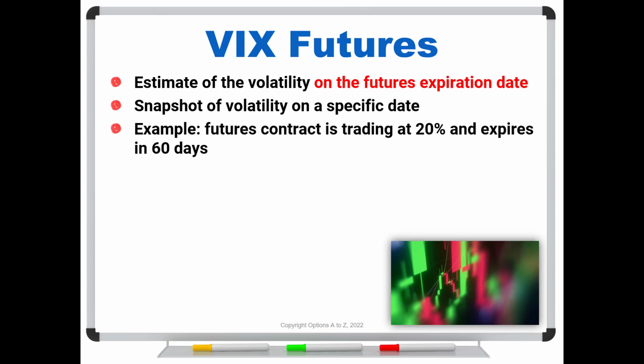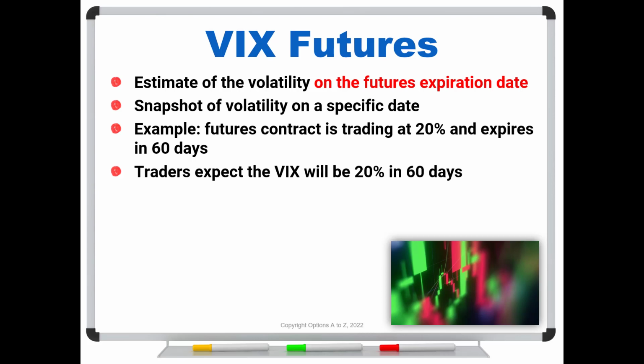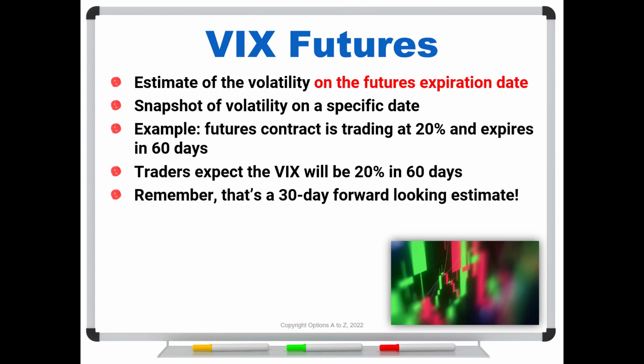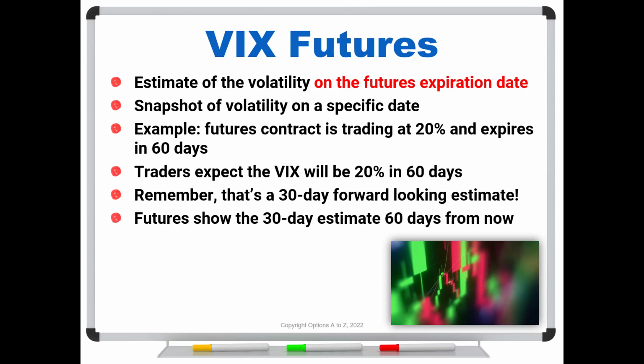So for example, let's say that a futures contract is trading at 20% and expires in 60 days. The way that you interpret this is that traders expect the VIX index will be 20% in 60 days. But remember that that's a 30-day forward-looking estimate. So the way that you really want to interpret that is that the futures show the 30-day estimate 60 days from now. I told you it can get really confusing.